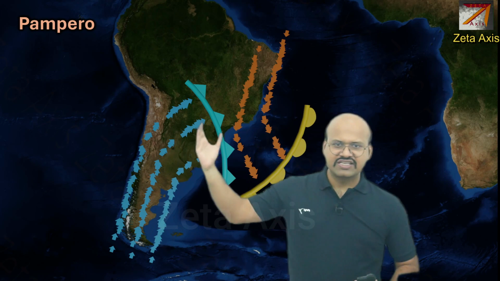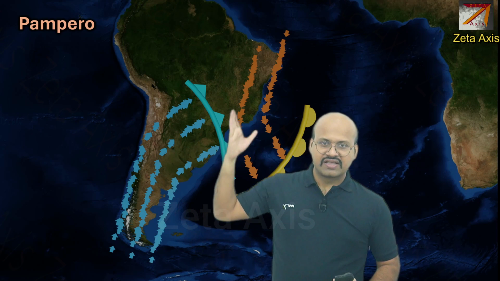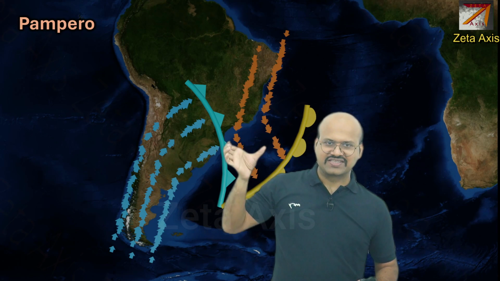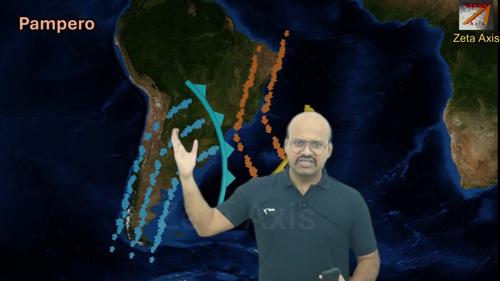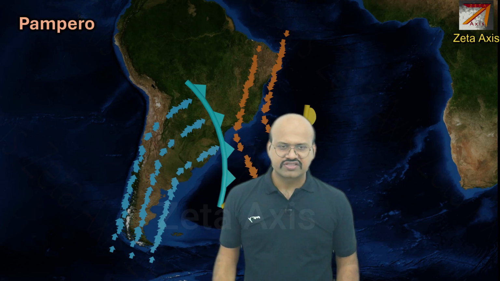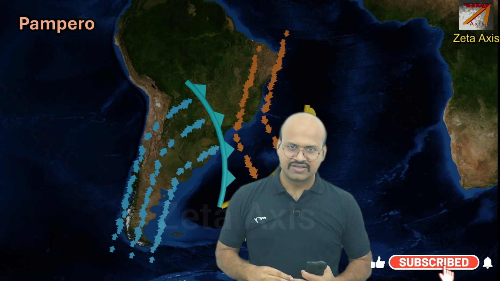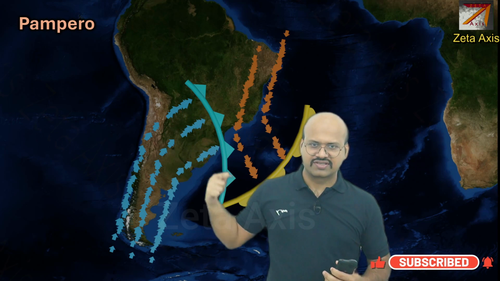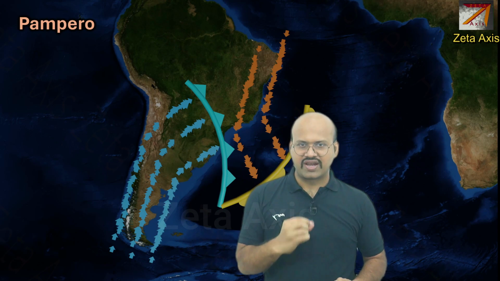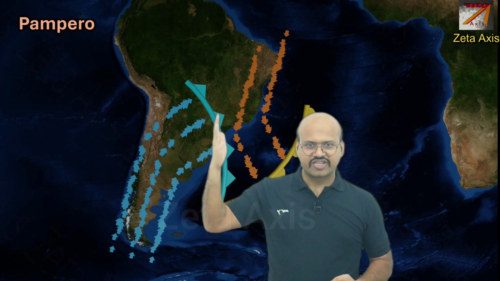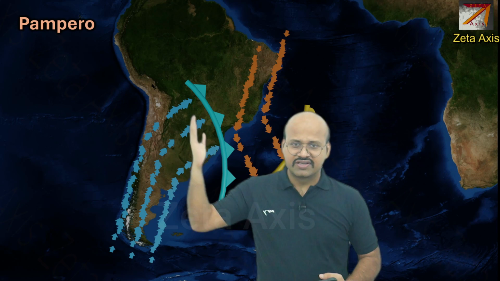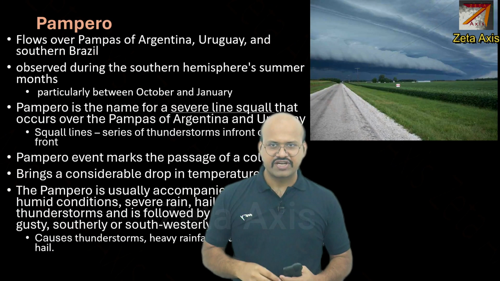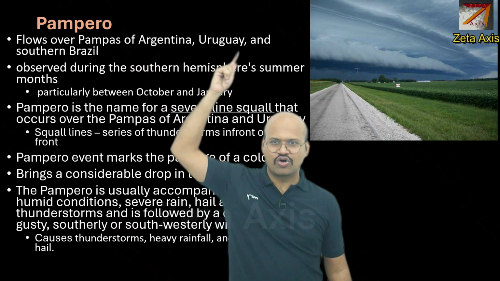As these winds reach the cold front, the warm air which is coming from the tropical regions over the oceans is carrying a lot of moisture. Now this cold front, as it moves, will cause this warm air to rise up at very high velocity, creating thunderstorms all along this line. These thunderstorms are called squall lines. Because of these thunderstorms, we will see very high rainfall as well as hailstorms in this region. Here, the cold, dry wind is there, and the temperature will drop. So, if we see the summary of Pampero, it flows over the pampas of Argentina, Uruguay and southern Brazil.